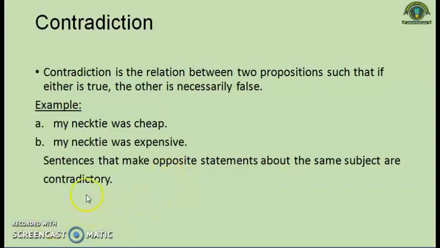Now, if we analyze these two statements, in the first statement it is said that my necktie was cheap. It means that first of all we have to identify whether the statement is true or not. In the second, my necktie was expensive, so was it cheap? So what we identify here is the opposite statement. The opposite statement is given here about the same subject. So these contradict each other.